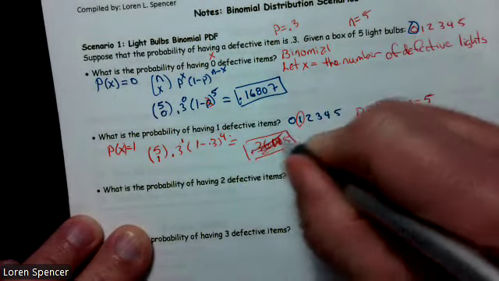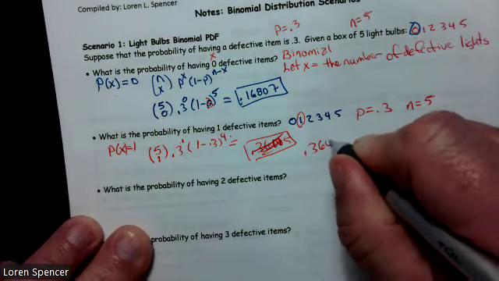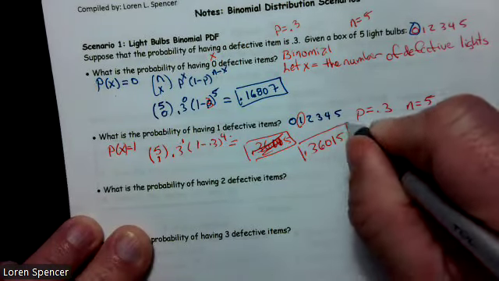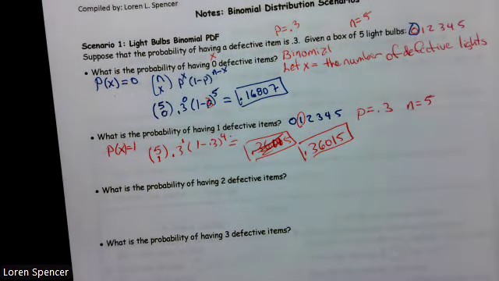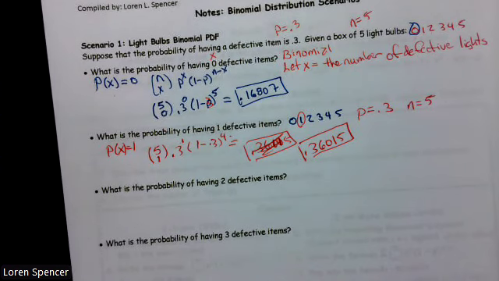0.36015. I wrote that wrong. Let me rewrite that. 0.36015 and box that in. And I'm taking these all the way out because at the very end, I'm going to need that information.